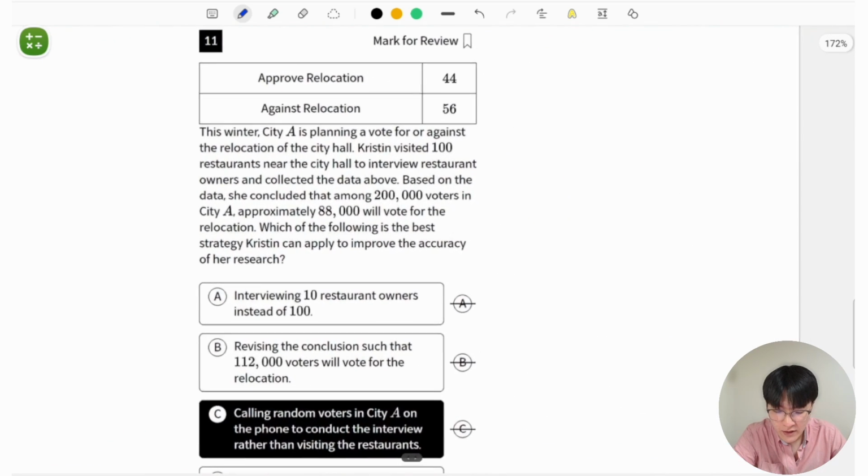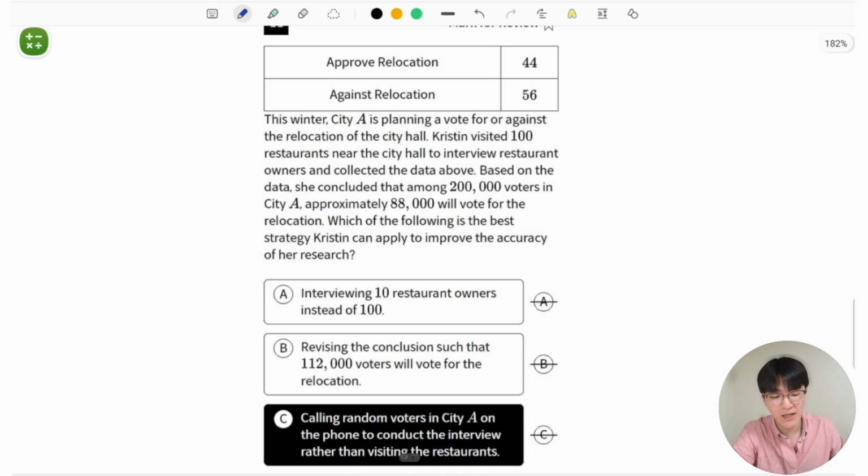Question number 11. This winter, City A is planning a vote for or against the relocation of the City Hall. Kristen visited 100 restaurants near the City Hall to interview restaurant owners and collected the data above. Based on the data, she concluded that among 200,000 voters in City A, approximately 88,000 will vote for the relocation. Which of the following is the best strategy Kristen can apply to improve the accuracy of her research?